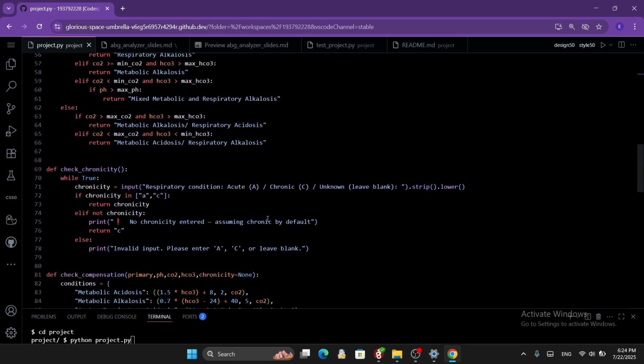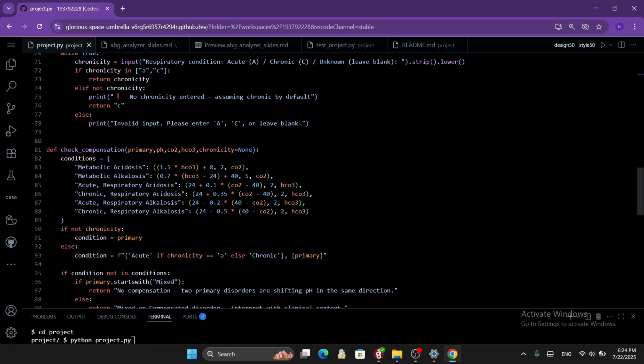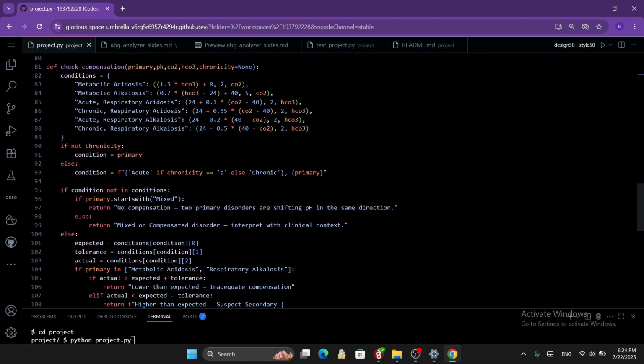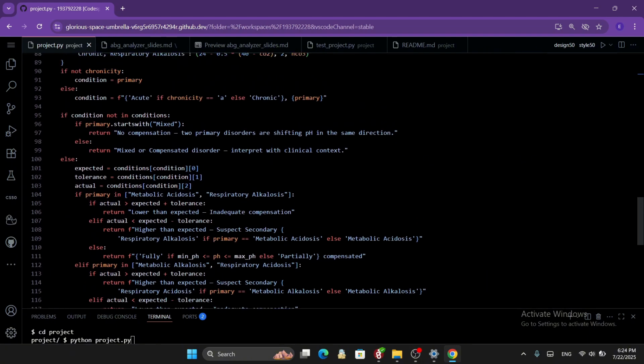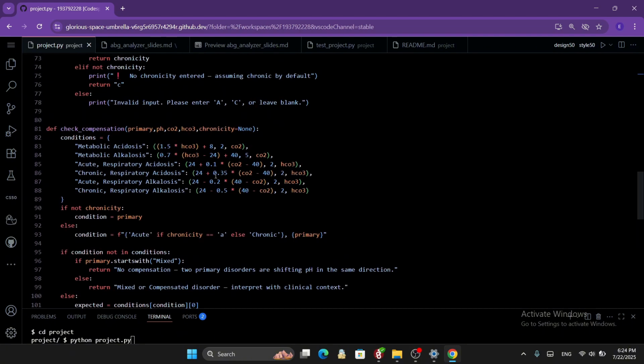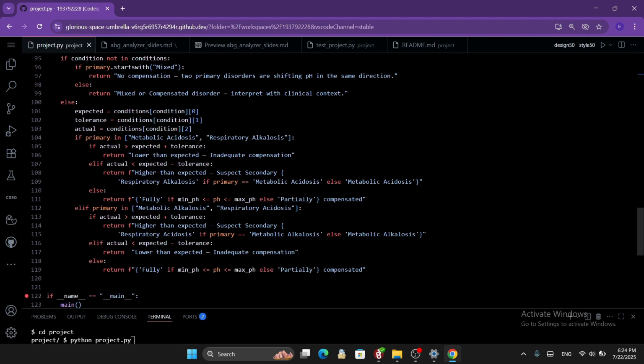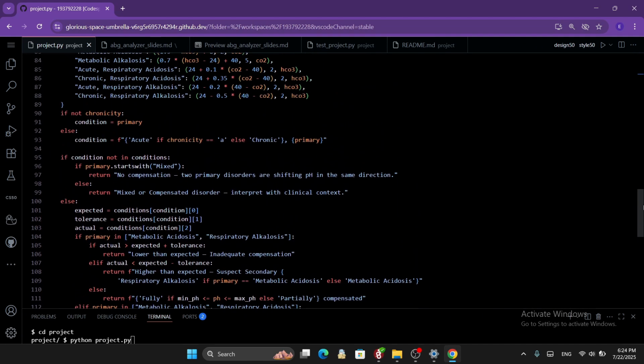This function is only called when there is a respiratory problem, and it asks the user if the condition is chronic or acute for later use. And this is my check compensation function, which maps each condition to its appropriate formula to see whether the body is trying to correct the issue or not.